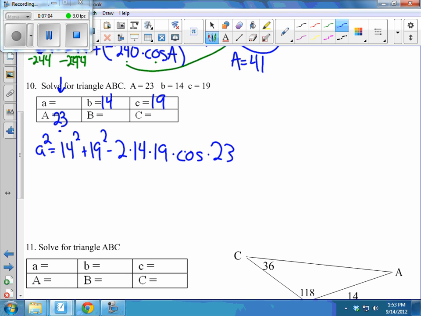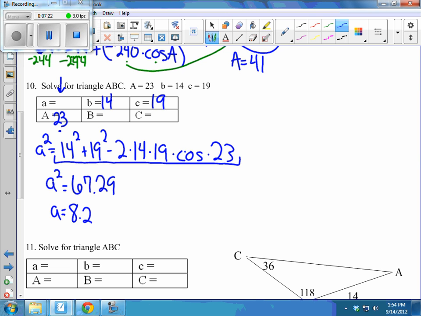And this is the nice one because you can go to your calculator and type the whole thing in. And when you do that, you end up with a squared equaling about 67.29. And then to get a by itself, we're going to square root both sides, so that a is about 8.2. And now I have my first answer, and now I have my cousins. And now I'm going to use my cousins along with b, because that's the next shortest side, to find angle b. So my cousins will go 8.2 over sine of 23.